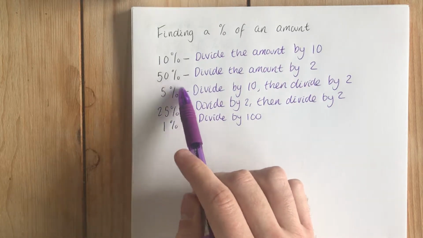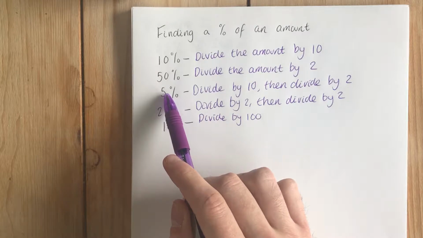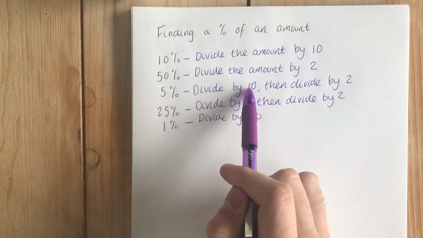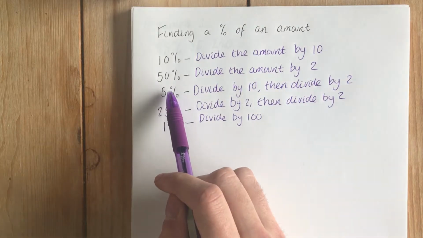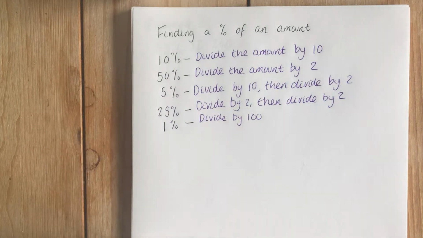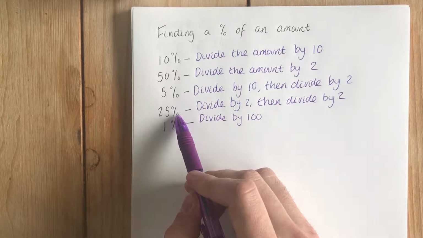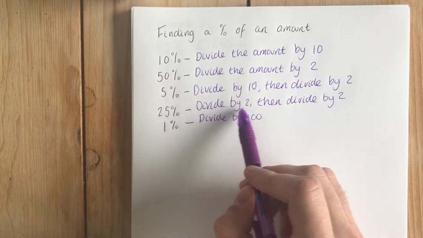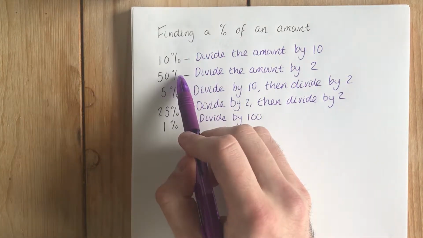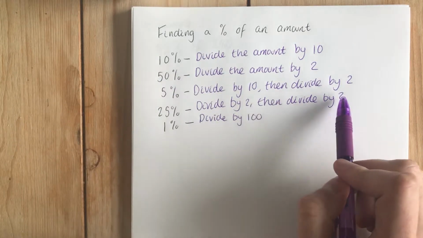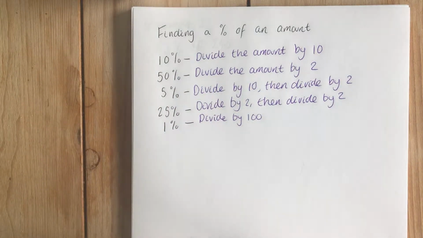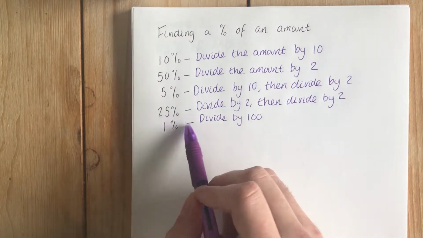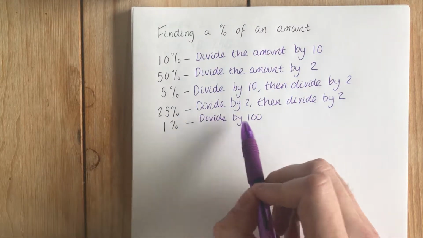In order to find 5%, I can firstly find 10% by dividing by 10, and then divide that amount by 2. So half of 10 will give me 5%. When finding 25%, I divide by 2 in the same way I did to find 50%, then I divide it by 2 again, because 50 divided by 2 gives me 25. And finally, in order to find 1%, I need to divide the amount by 100.